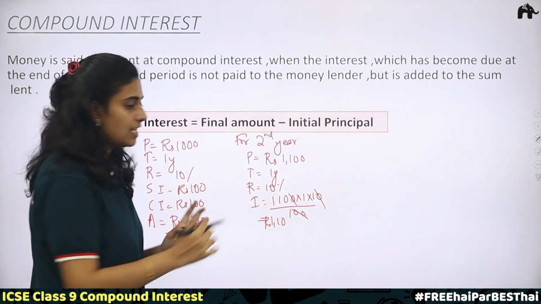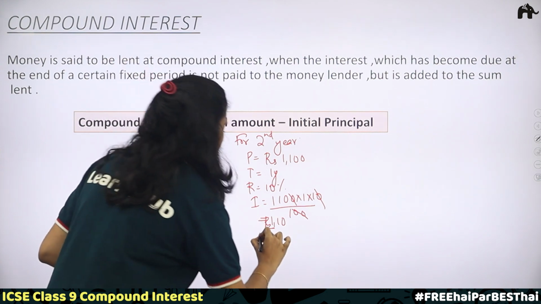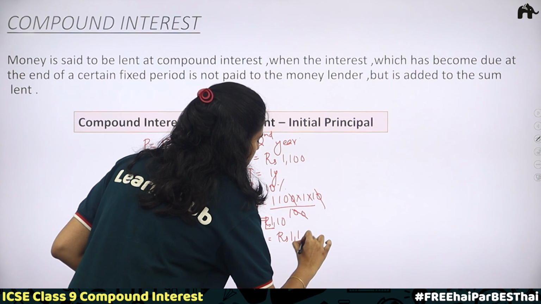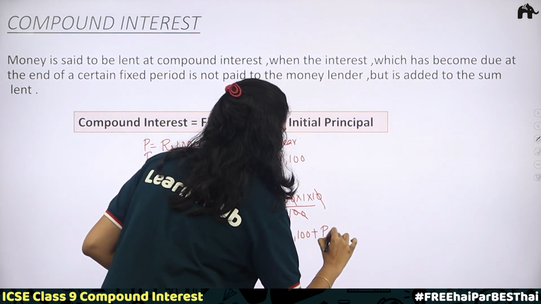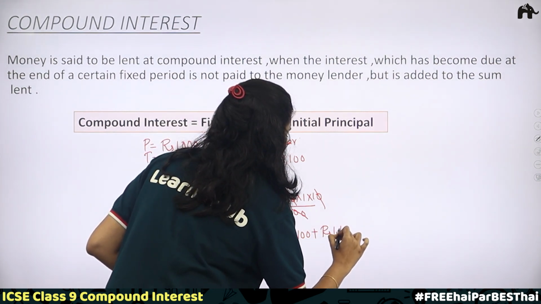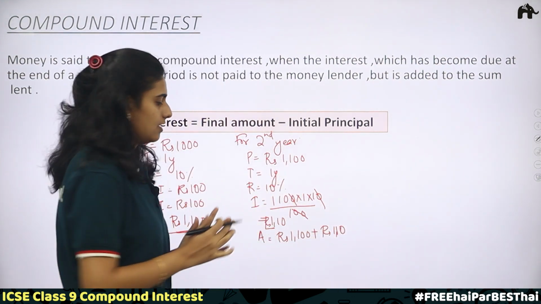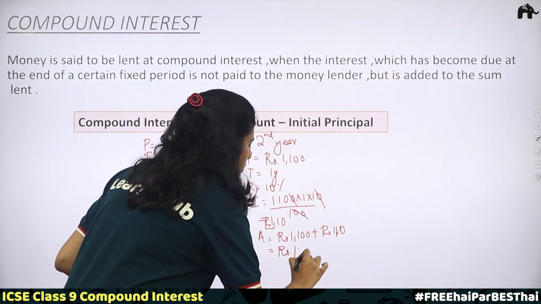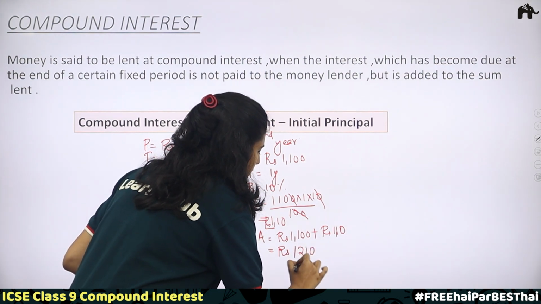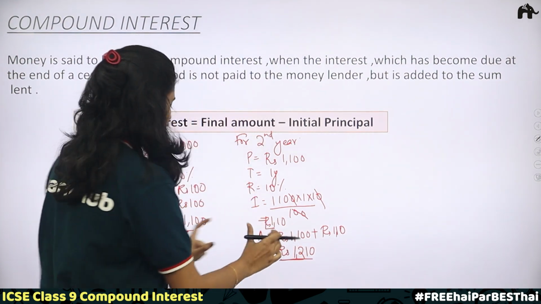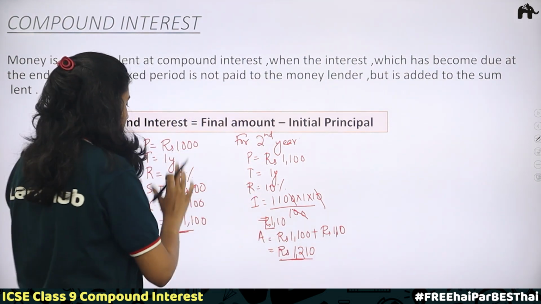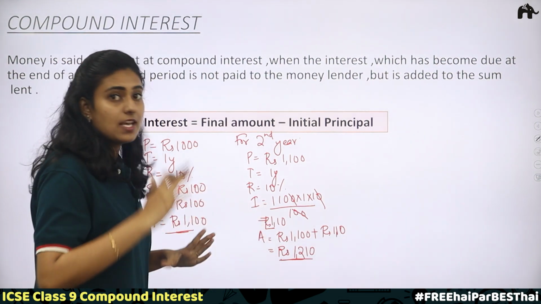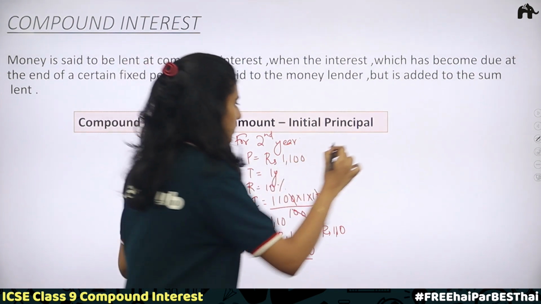If interest is rupees 110, then the amount will be equal to rupees 1100 plus rupees 110. You will get a total of rupees 1210. So you can see that the amount has changed. The interest has also changed. Here the compound interest is 100 rupees. Here the compound interest is 110 rupees. So now we calculate it for the next year, the third year.